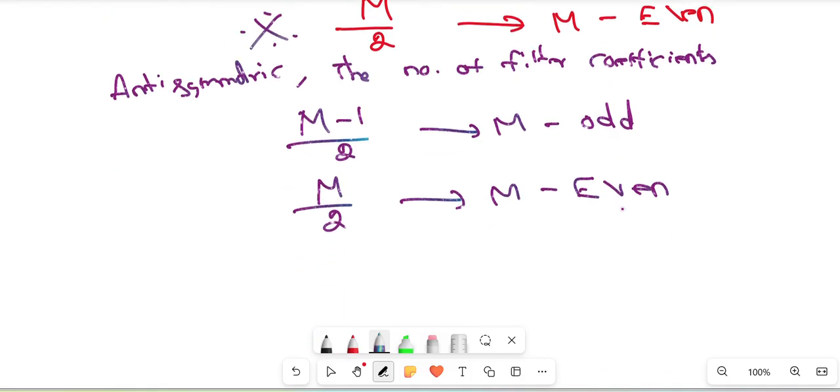So, with this we can complete the session. The next session we will discuss the FIR filter design using the window method. Why we go for the window method, we will discuss in the next session.